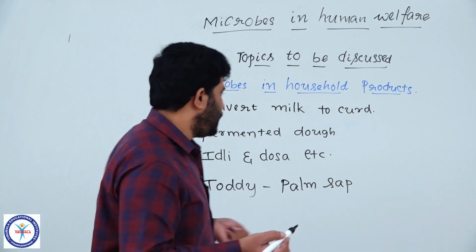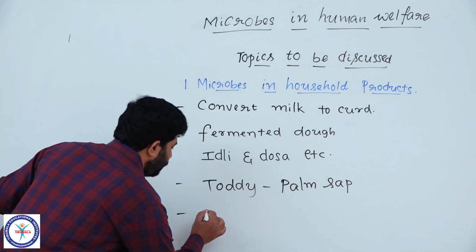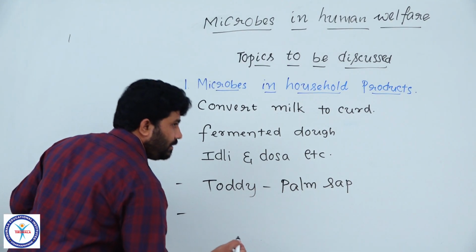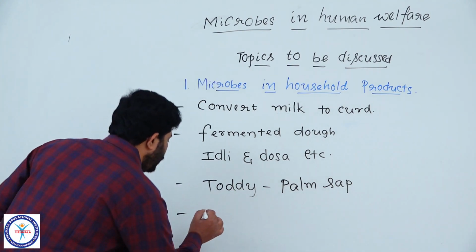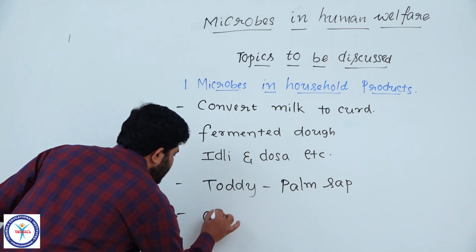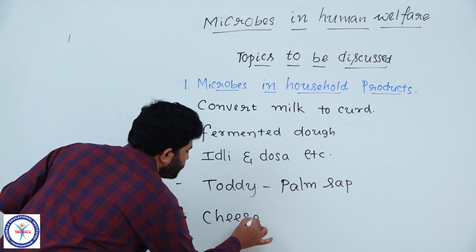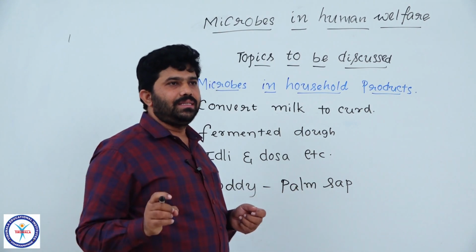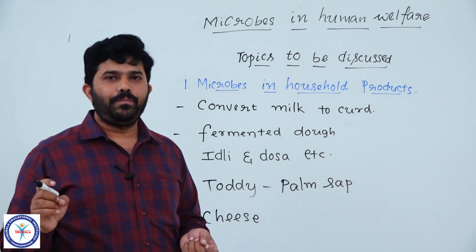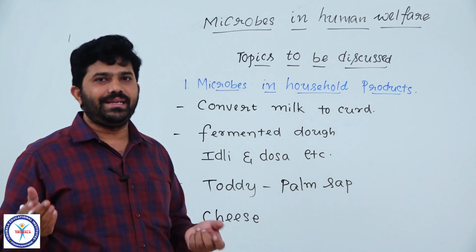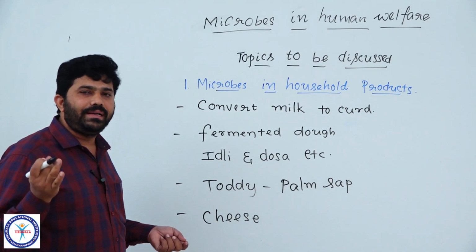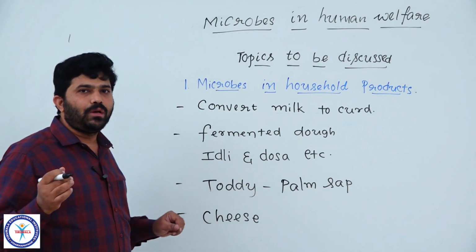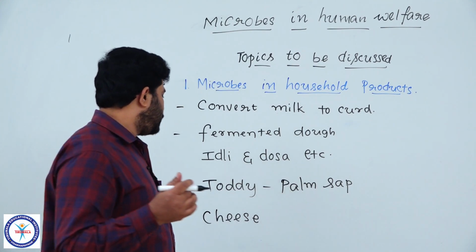and also in the preparation of another oldest and ancient food item that we generally observe in all the villages. Nowadays it is also prepared on a large industrial scale. This oldest ancient food is cheese. In the preparation of cheese, soft cheese we select more, understood? For taste, texture and flavor, especially texture, flavor and taste, we use some microorganisms in the preparation of cheese.